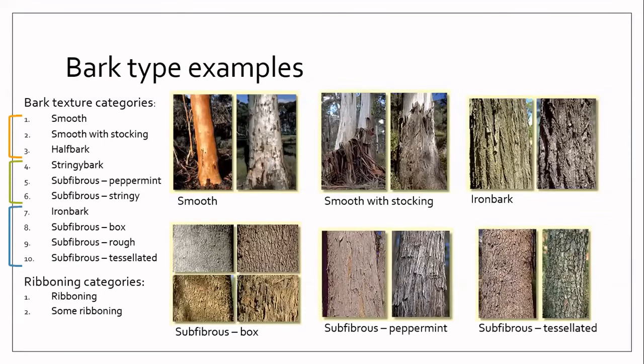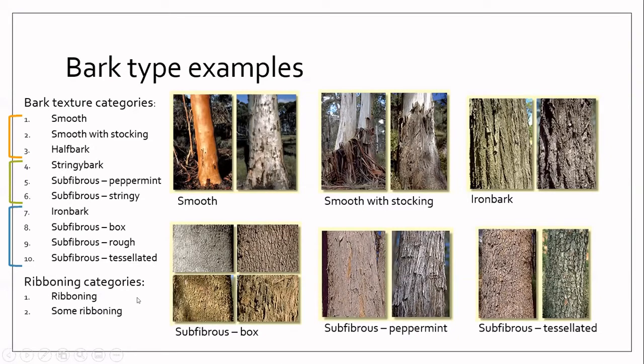And I've grouped them into general questions. I'll focus a little bit on the smooth with stalking and half bark. So smooth bark indicates all over smooth. Smooth with stalking is like this stalk at the base of the tree, a little rough bark at the base, which might give you some protection from surface fires. And then the half barks are rough bark halfway up the stem and smooth bark above. And then some other groupings just based on bark descriptions, and then the ribboning categories.